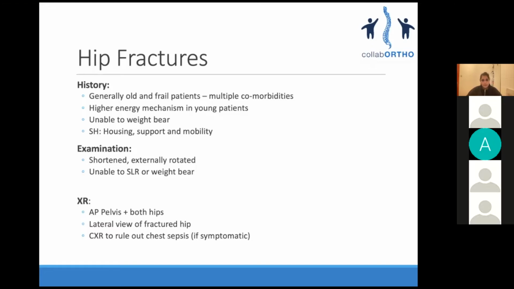Okay. So to confirm a hip fracture, we need two views, as with any other bone, an AP and a lateral. So an AP of the pelvis and a lateral of the fractured hip. I've put a chest X-ray to rule out chest sepsis if symptomatic. A lot of older patients have other symptoms that then lead them to have a fall, unless it's a mechanical fall, a simple trip. So it's very important, particularly with elderly patients, to look at them as a whole and to examine them systemically.